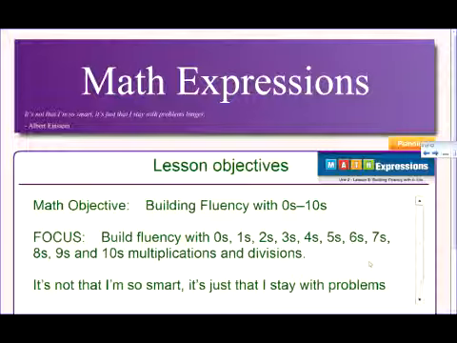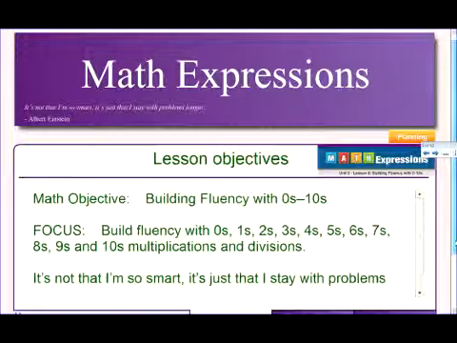And this quote is from Albert Einstein. It's not that I'm so smart, it's just that I stay with problems longer. Hopefully you can realize that with a little bit of time you'll be able to get all the problems. Just stay with it a little bit longer and you'll see. Remember, Albert Einstein was probably the smartest person in the world, right? Well, you guys are smart too. Remember that.